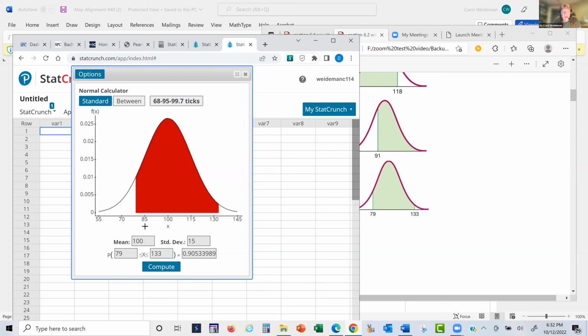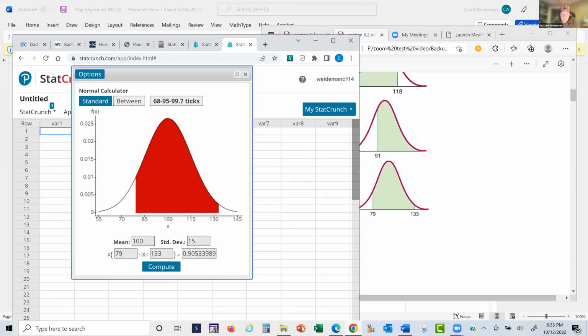So for instance, here an IQ score of 79 is between a z-score of -1 and -2. An IQ score of 133 is between a z-score of 2, because this is 2 standard deviations above, and a z-score of 3, because 145 is 3 standard deviations above. So that's kind of a nice option there, because you don't get the z-score. Okay, so if you want the z-score, you would have to do that by hand.